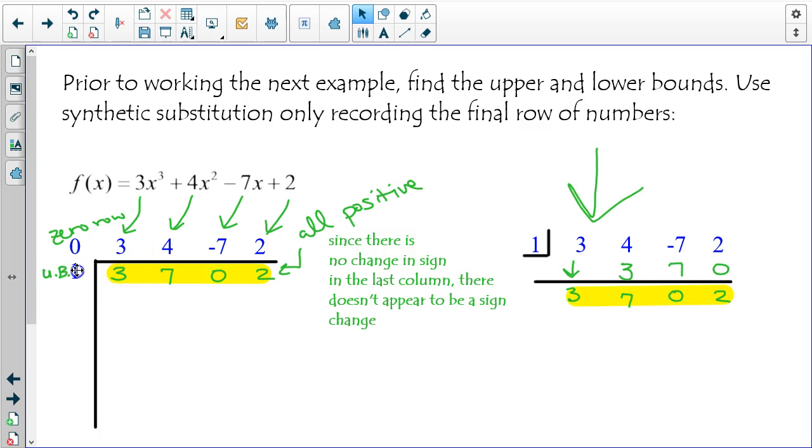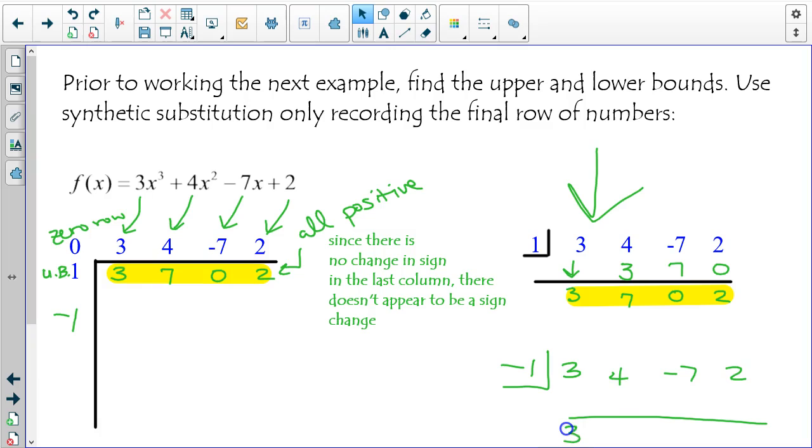So plug in 1. If 1 had not worked to give me a row of positives, I would have then plugged in 2. If that didn't work, I would then plug in 3. And then you're going to find it eventually. But because it did work, I don't need to keep plugging in positive numbers. Now I need to plug in negative. So what's the closest integer to 0 that's negative? Negative 1. So if you need to, go over here and work it. Negative 1. And then, yes, use that original row again: 3, 4, negative 7, 2. Bring down the 3. And then finish it.